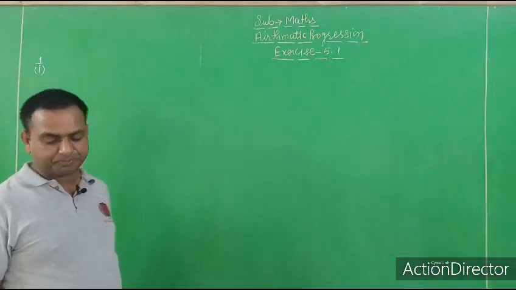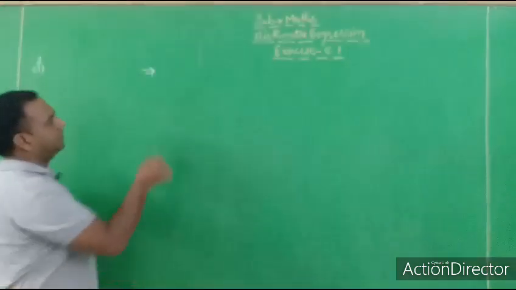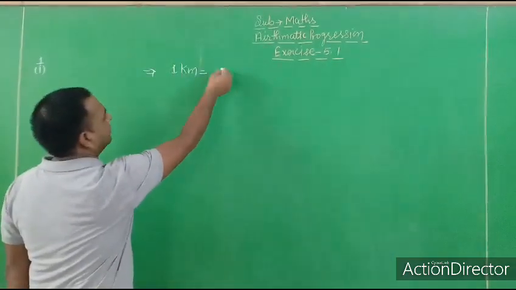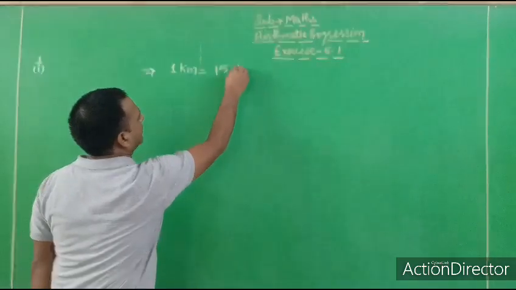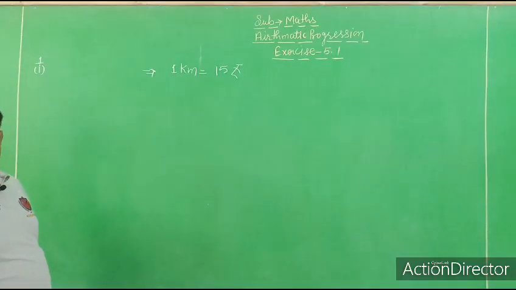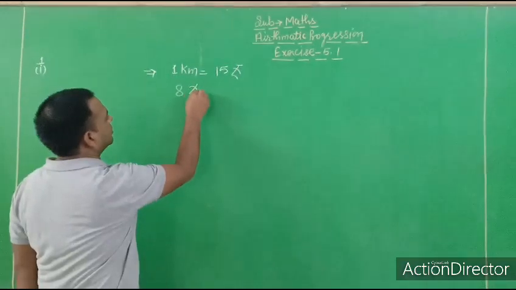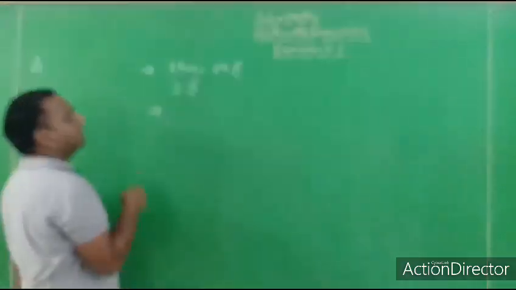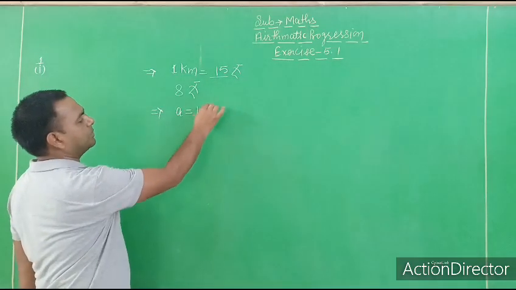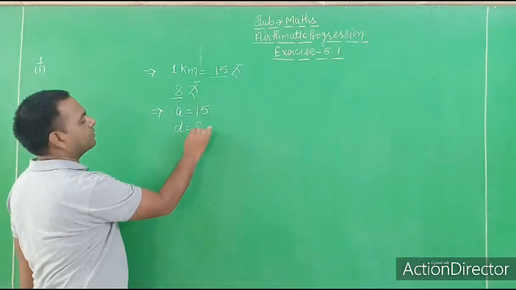All of you see, here it is given that for the first kilometer the fare is 15 rupees, and after each additional kilometer the fare is 8 rupees. So, you see here that for the first kilometer, a is equal to 15, and after that d is equal to 8.